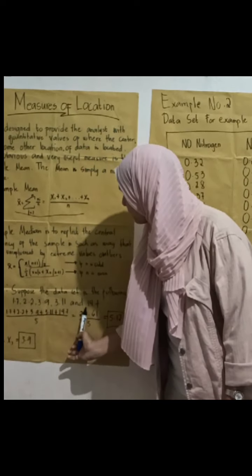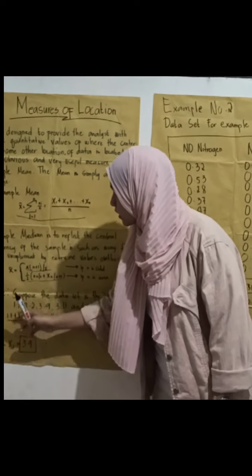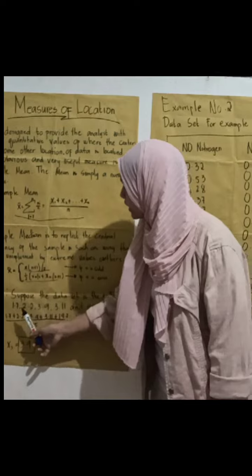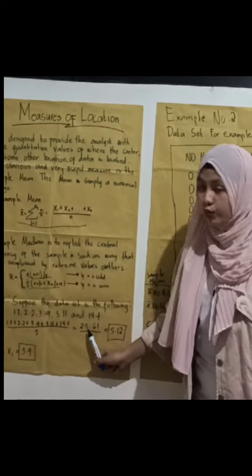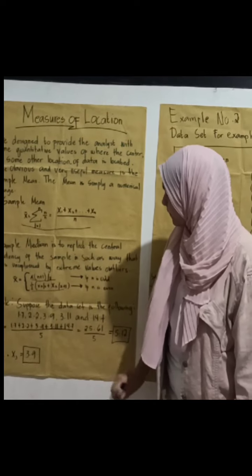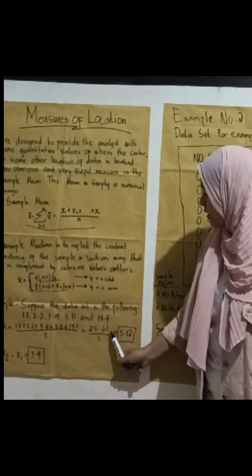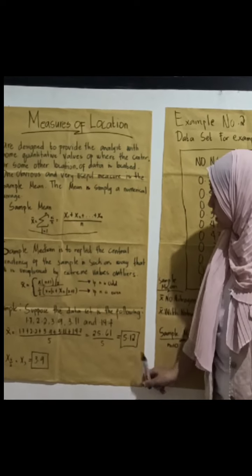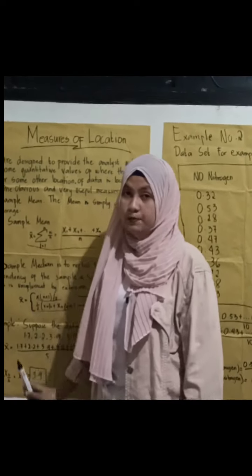So these are 5, right? 1, 2, 3, 4, 5. There are 5 of them, so we add all of them and then divide by how many we added. That is 5. When we add these, it equals 25.61, and then divide by n, which is 5. So it equals 5.12. 25.61 divided by 5 equals 5.12. So that is its sample mean.